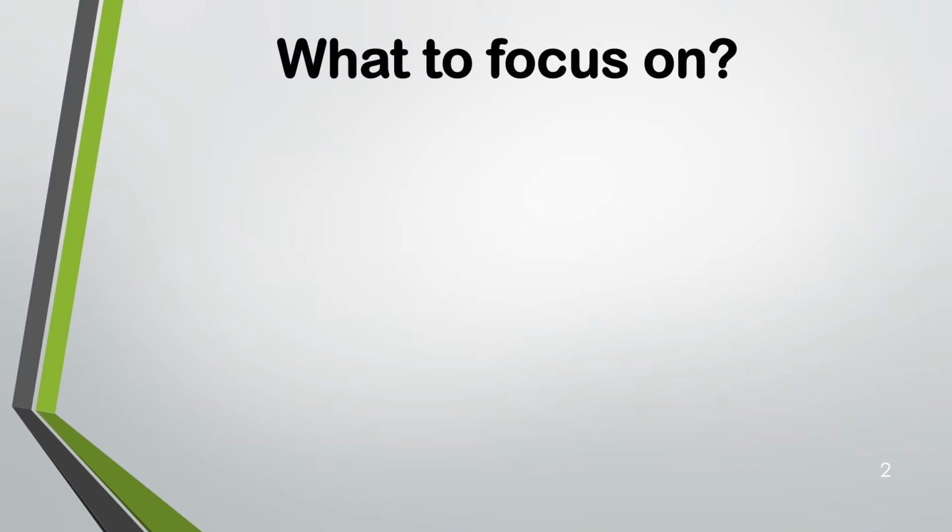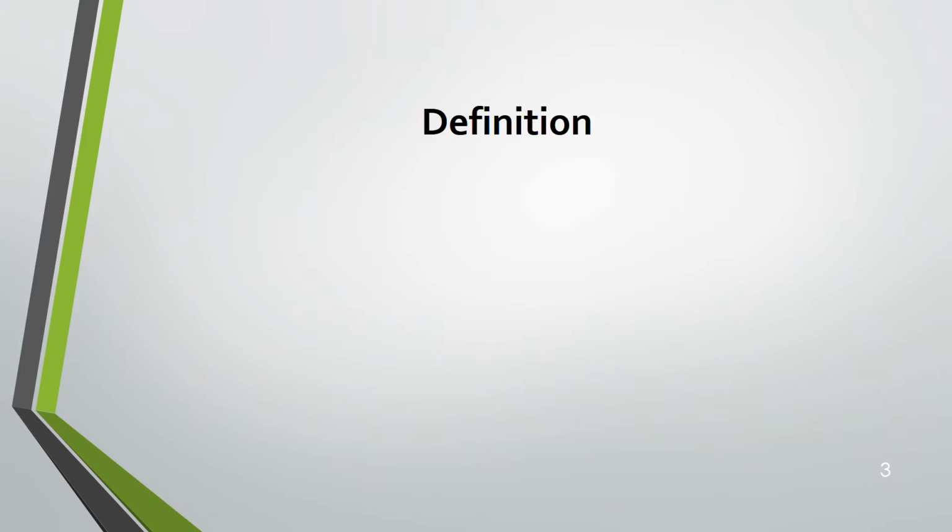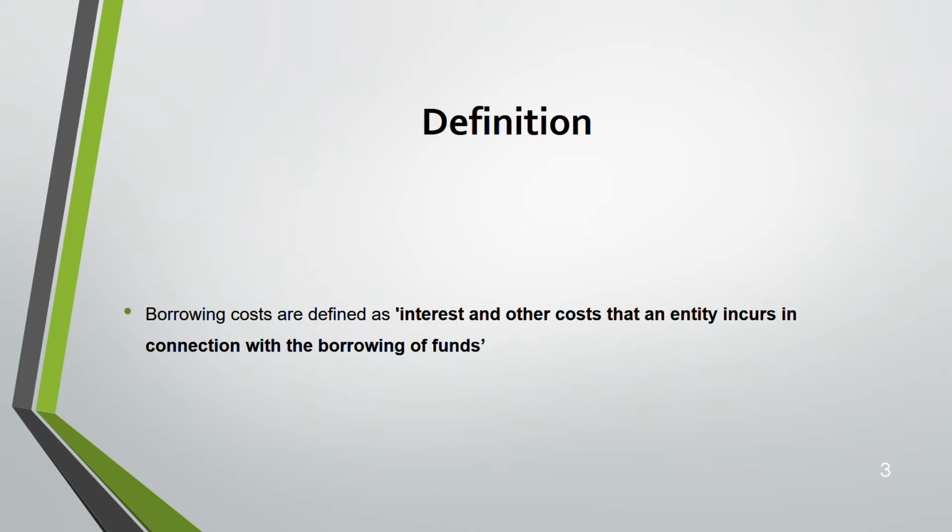Now, here we are going to focus on the definition, the recognition, the capitalization period, specific and general borrowings, and disclosure. Starting with the definition. Definition is very simple. Borrowing costs are defined as interest and any other cost that an entity incurs in connection with the borrowing of funds. For example, when we take a loan, it's not just the amount of the loan that we take as a borrowing. With that, we add interest cost and also other costs. All together is known as borrowing cost. It's not just the amount of the loan. Understood? So that is known as borrowing cost.